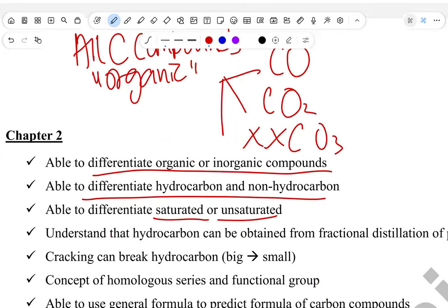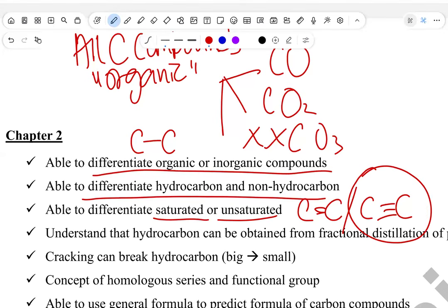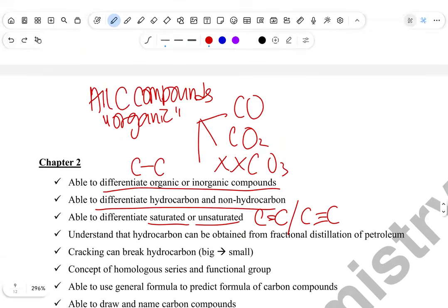After that, we also learned about saturated and unsaturated, right? What is saturated? Carbon-carbon single bond. Unsaturated: carbon-carbon double bond, carbon-carbon triple bond. But triple bond is super rare to be tested in SPM. We also learned that you can get hydrocarbon from fractional distillation of petroleum. Petroleum has many things mixed together. To separate them, you do fractional distillation, which uses different boiling points to separate those compounds.